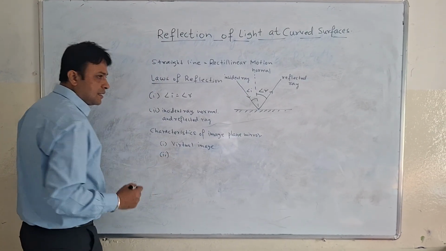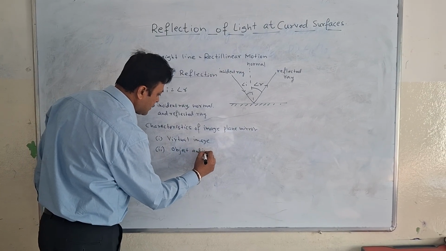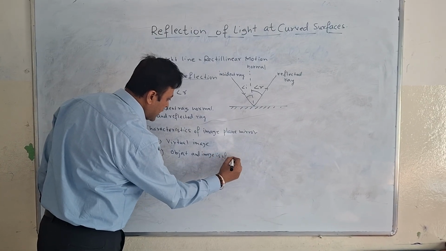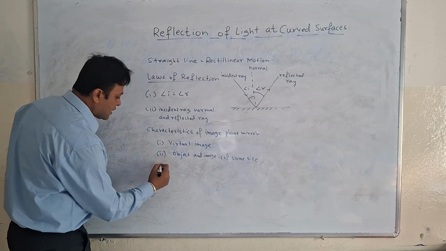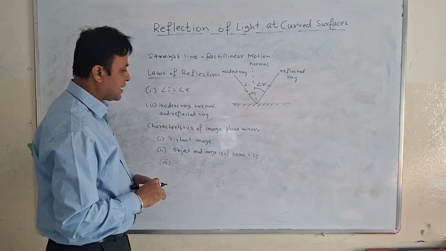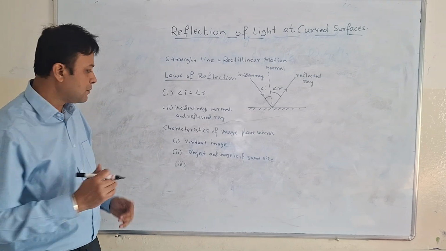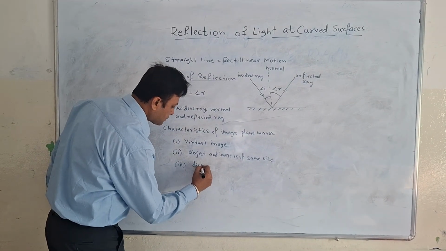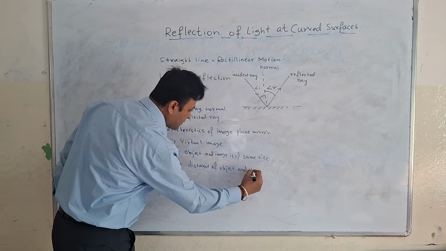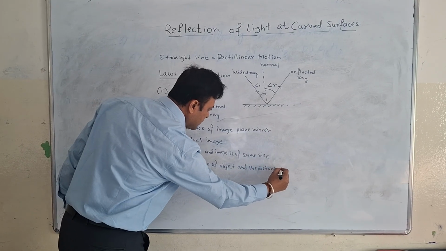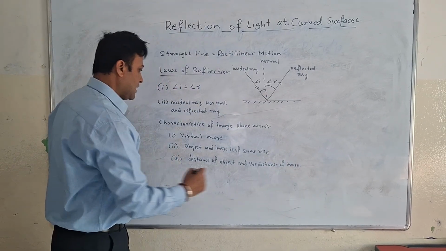The second one is the same size: the object and the image are of the same size. The third one is that the distance of the object from the mirror and the distance of the image from the mirror are both the same.